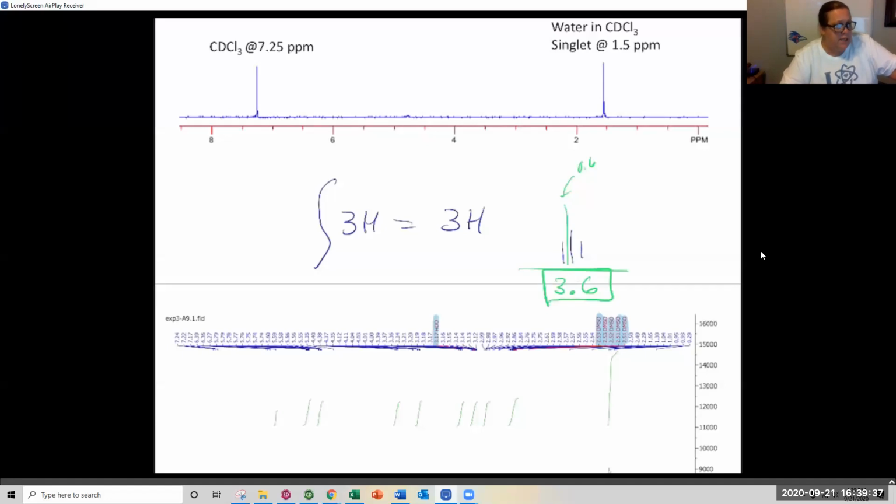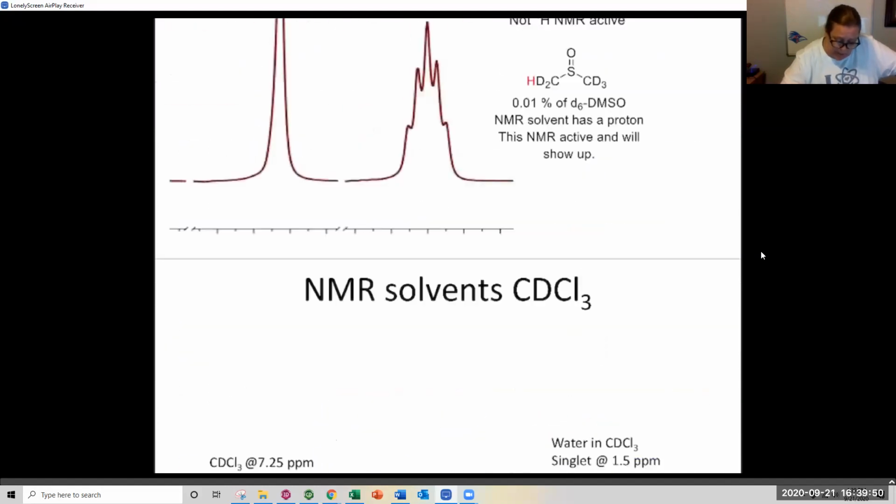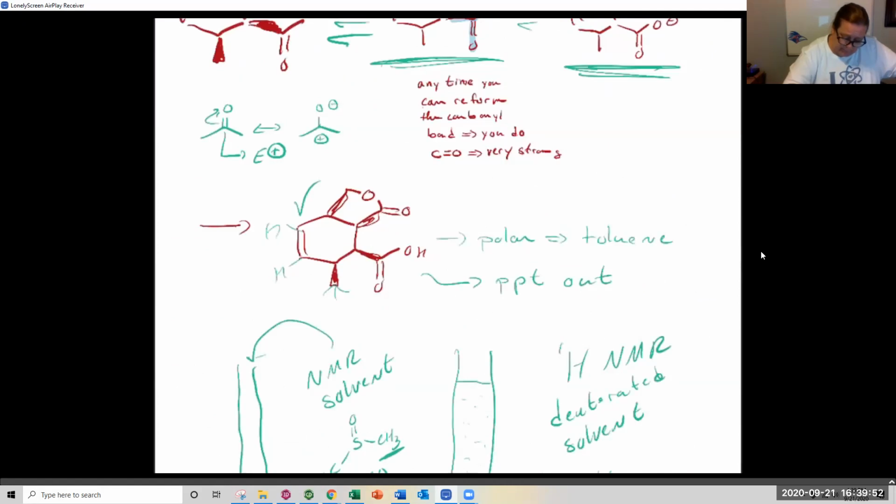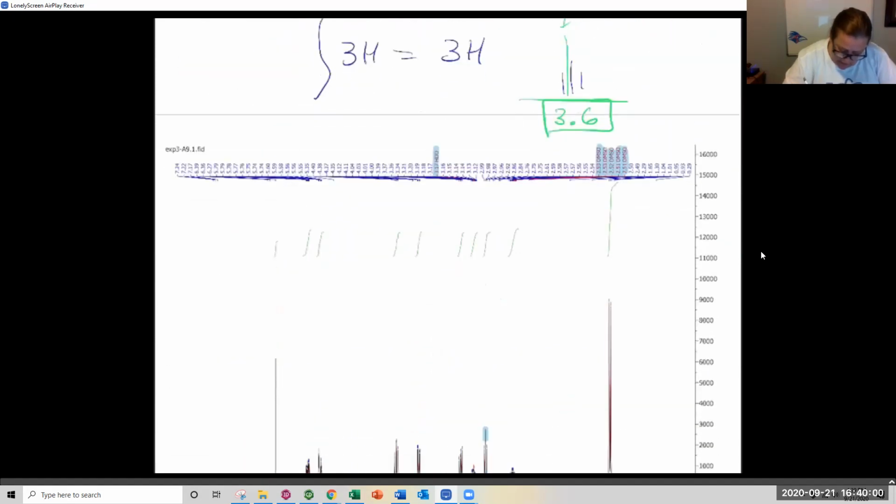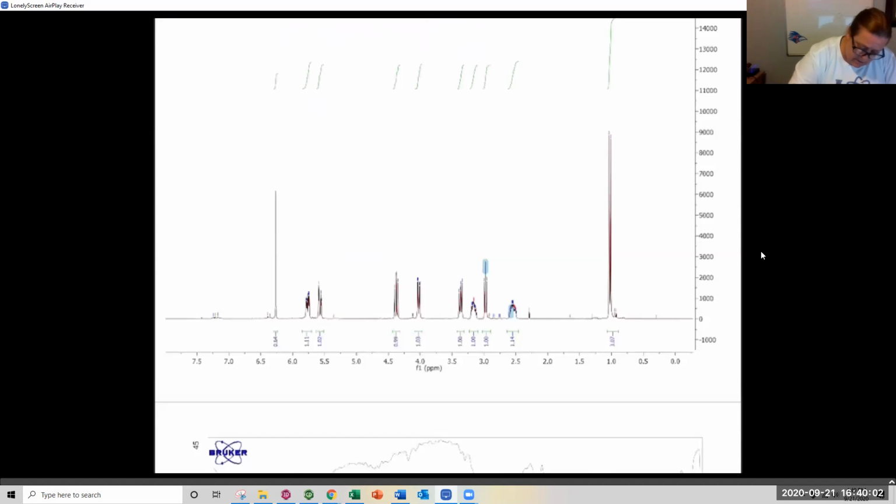You guys aren't looking at this like you have no idea what you have. You know what you have, and so you know what this peak is supposed to be. You know if it's supposed to be one hydrogen, two hydrogens, three hydrogens, okay? And so we're going to take our compound and look and see where on our NMR everything is going to show.